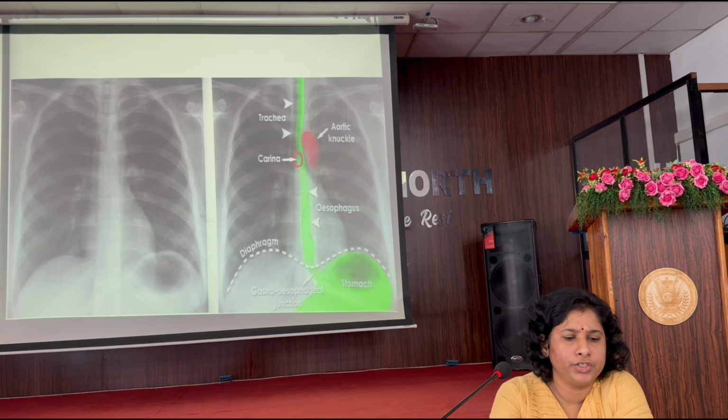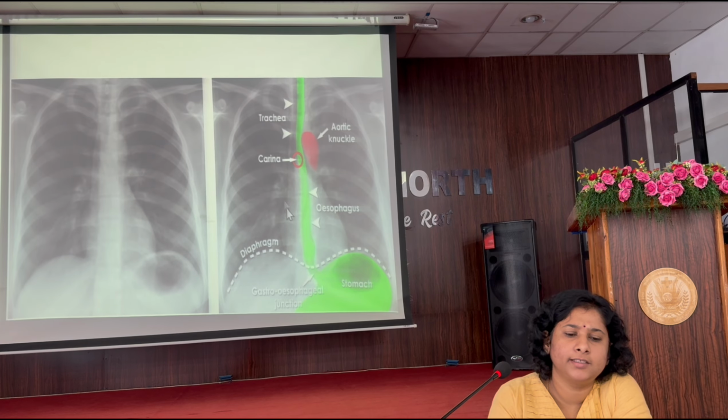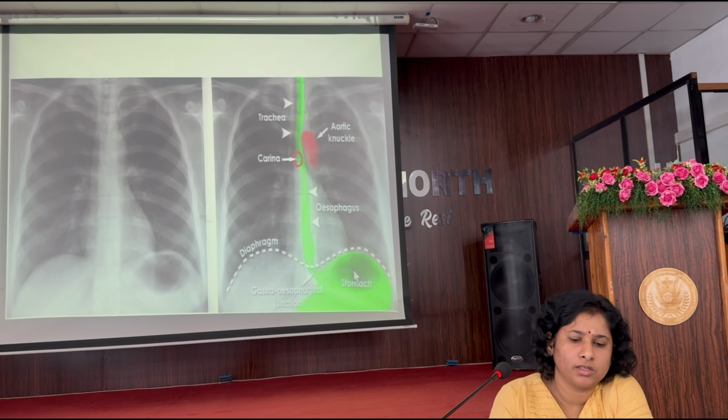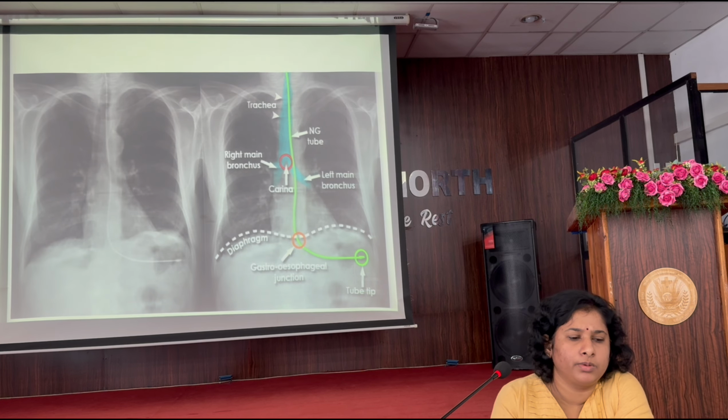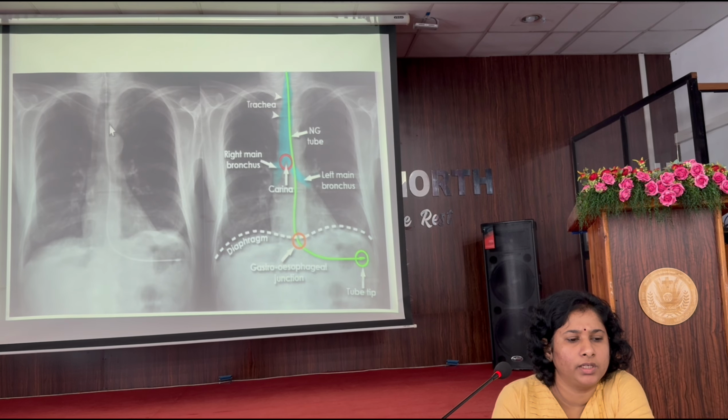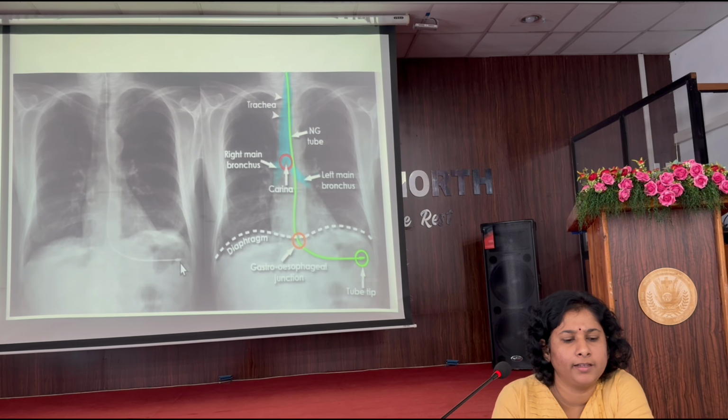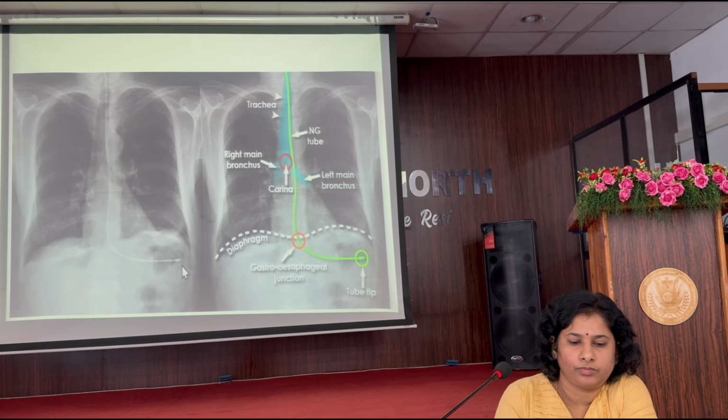Other one is NG tube placement. As I mentioned earlier, the esophageal line should be like this, along the esophageal line up to the stomach. That is the normal position. So this NG tube is positioned correctly, left to the trachea, going nicely, and you can see the tip within the stomach.